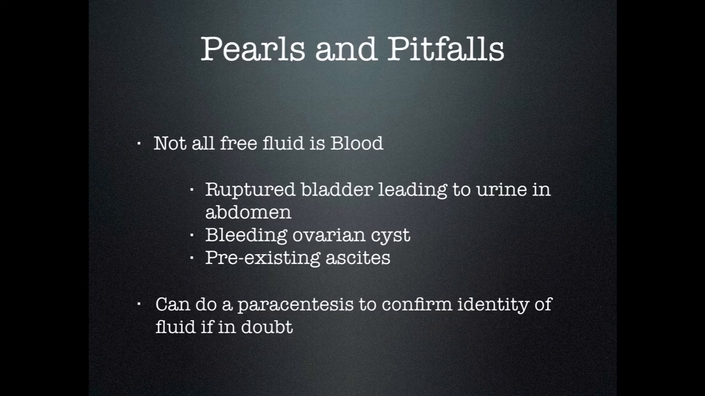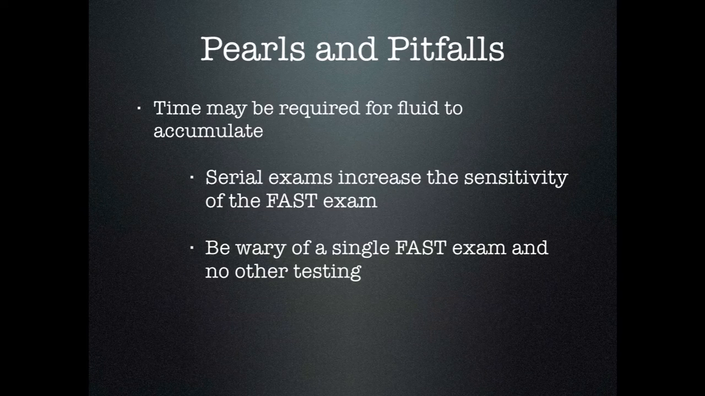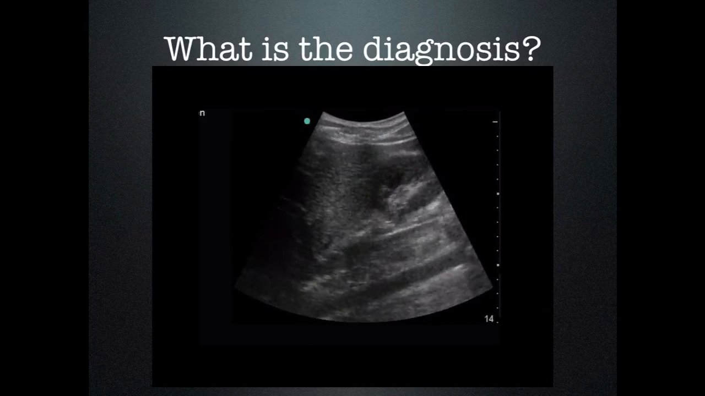If you have any doubt as to the character of the fluid, you can do a paracentesis to confirm the identity of the fluid. Remember, it takes time for fluid to accumulate in the abdomen, so serial exams will increase the sensitivity of the FAST exam. Be wary of a single FAST exam and no other testing. So I suggest always doing serial FAST exams before you let the patient go, or a FAST exam followed by a CT scan.